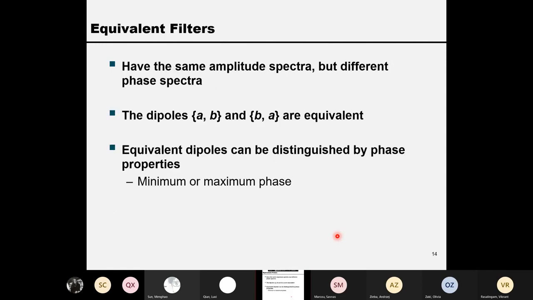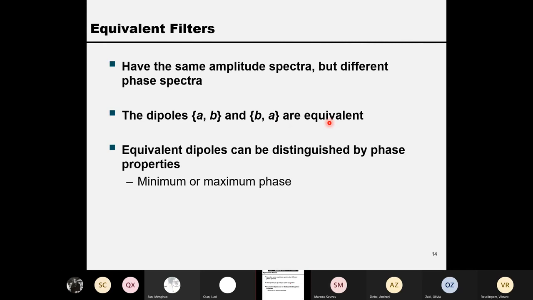Now, how to deal with the difficulty we found in the maximum phase filter? We need this concept called equivalent filters. If there are 2 dipoles, one is (A, B), one is (B, A), their energy, A squared plus B squared, equals B squared plus A squared. The energies are the same. So we call these dipoles equivalent filters.